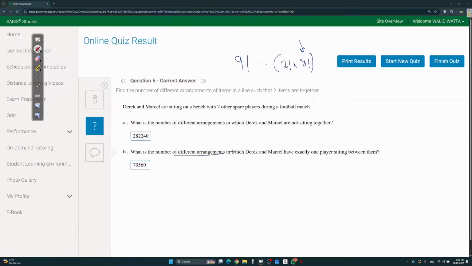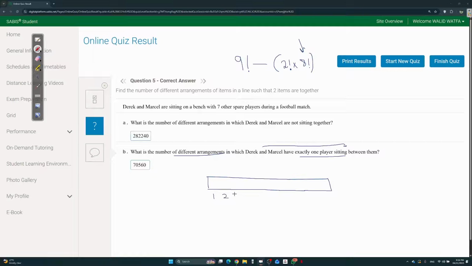Part B saying, what's the number of different arrangements in which Derek and Marcel have exactly 1 player sitting between them? 1 player sitting between them. Alright, again, part B is a bit tricky, so I'm just going to go over the solution for you guys. Even the solution wasn't even that clear, I had to look into it a bit. Anyway, so they want the arrangements where Derek and Marcel have exactly 1 player sitting between them. So this bench has 9 slots, okay?